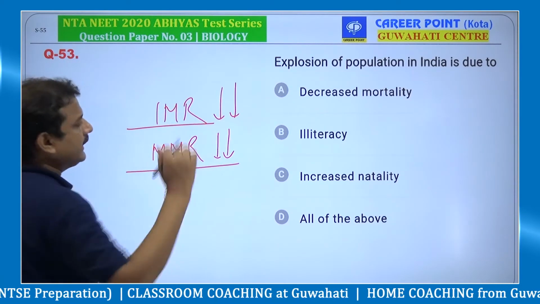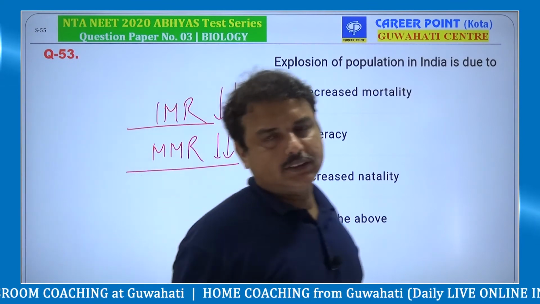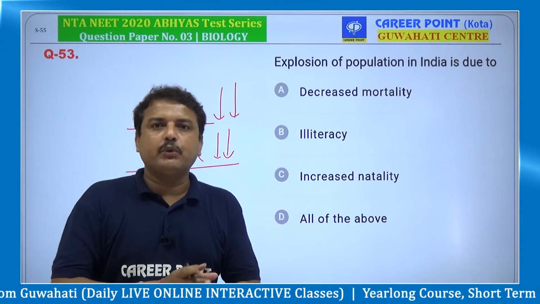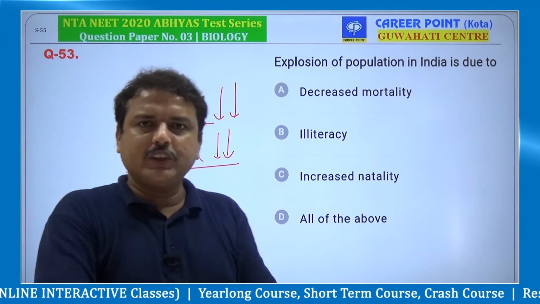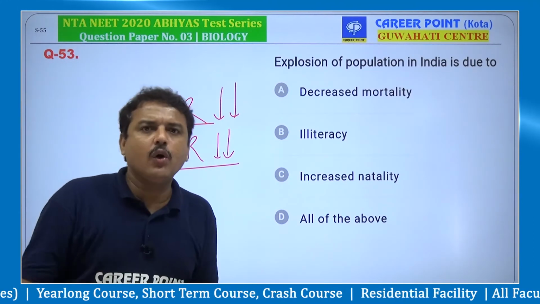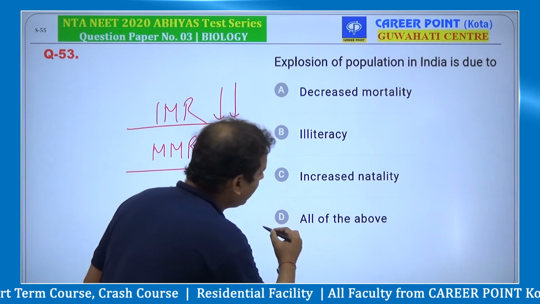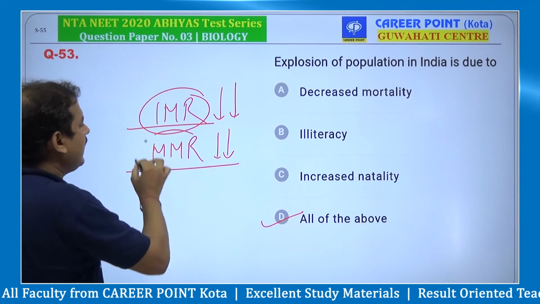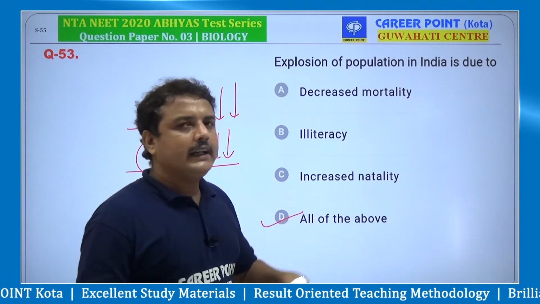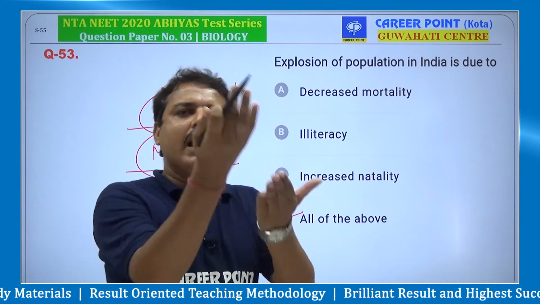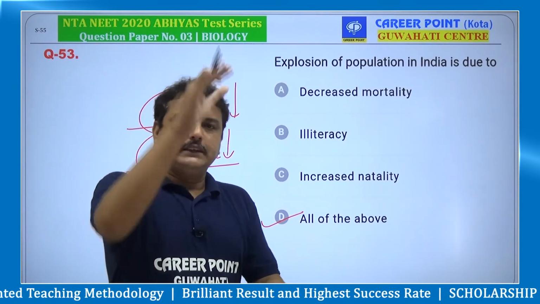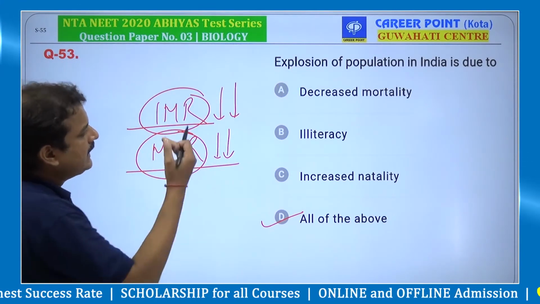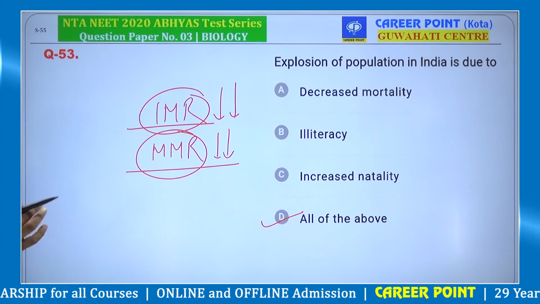Next, illiteracy, because most of the people of India are illiterate, that is why the birth control program is not effective, because of illiteracy, because of ignorance. So here answer is all of the above, because decreased mortality means infant mortality rate is decreased, maternal mortality rate is decreased. Increased natality, yes, if mortality rate is decreased, the birth rate is increased. Death rate decrease means what? Birth rate increase. So all of the above. So decreased mortality, illiteracy, increased natality are the answer.